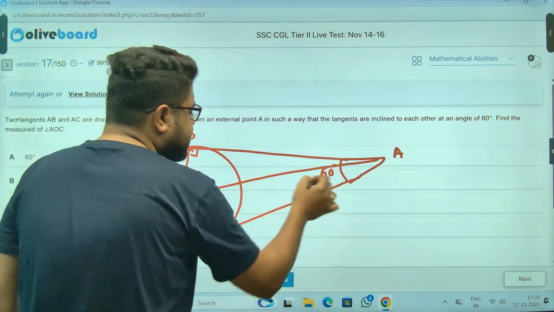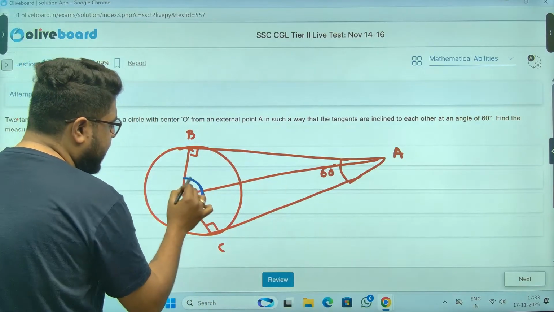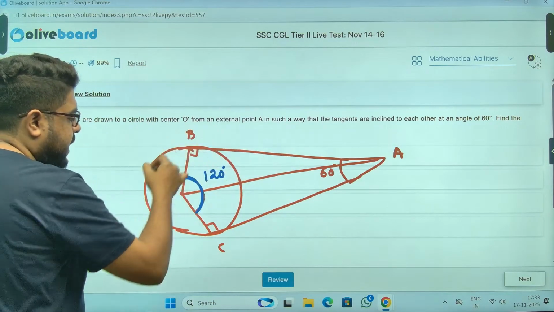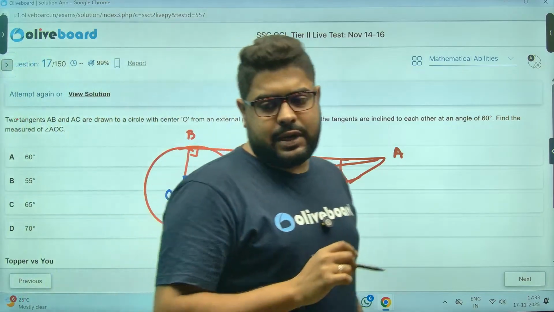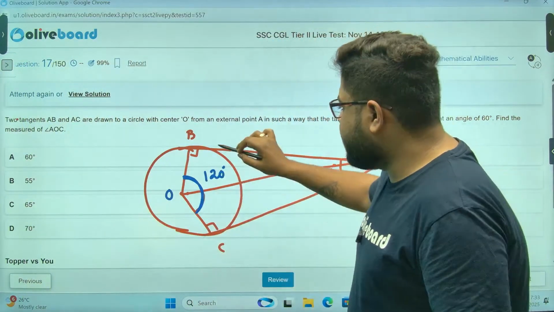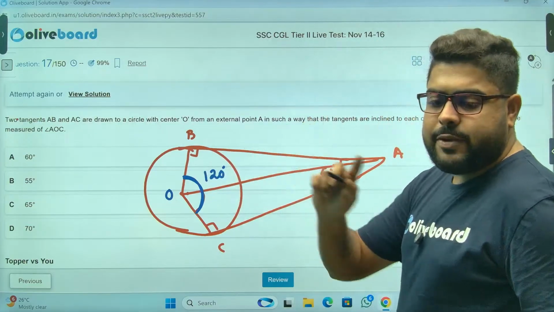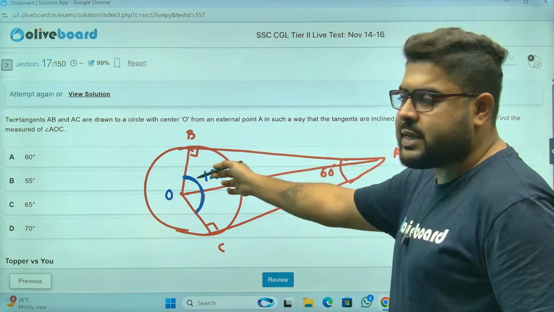If this is 60, and 90, 90, so this whole angle is 120, because ABOC is a quadrilateral, total is 360. Out of that, 90 and 90, 180 gone. So these two angles must sum to 180. This is 60, so this has to be 120.